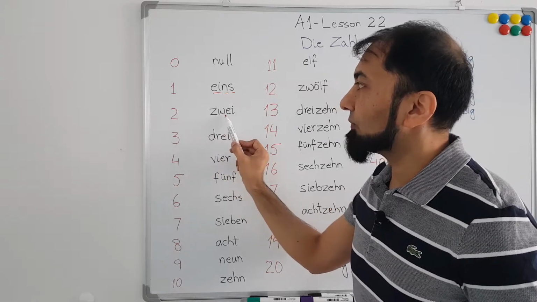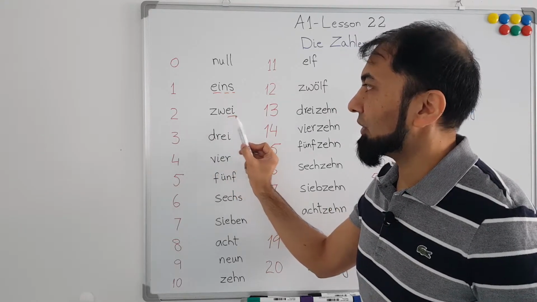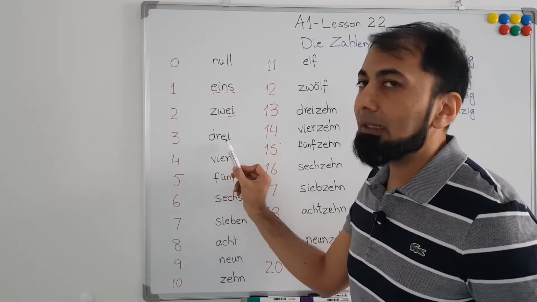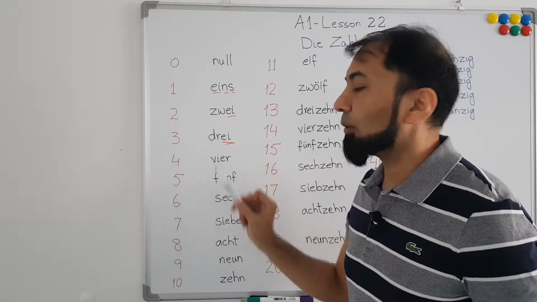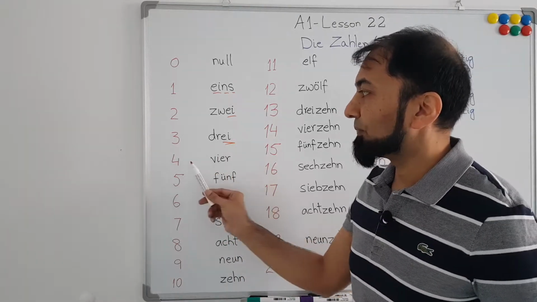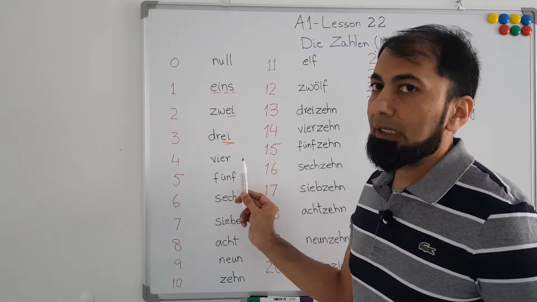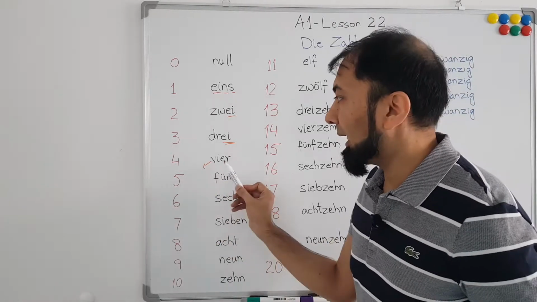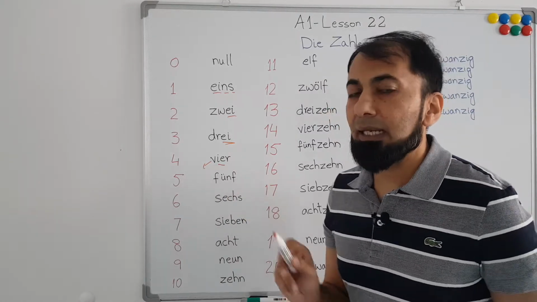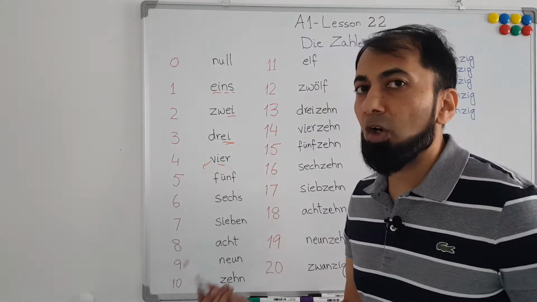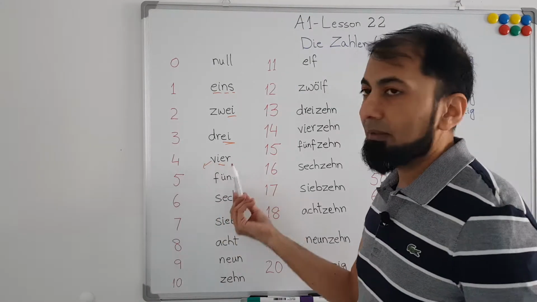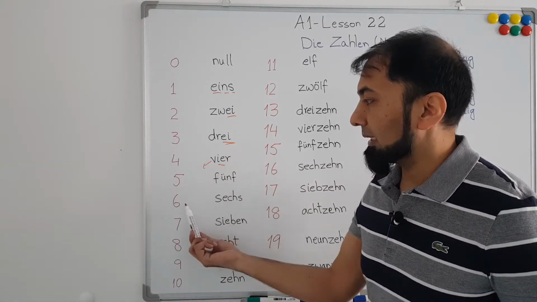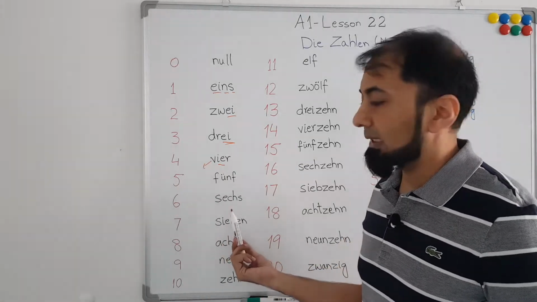2, zwei. Again this combination is there, zwei. 3, drei. Again this combination is here, drei. 4, vier. Because we know that this letter is called V, and this combination, I and E coming together, will produce a long E sound, so vier. 5, fünf. 6, sechs.